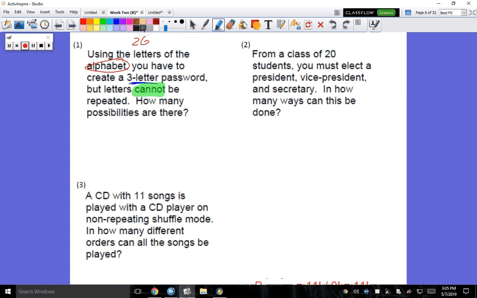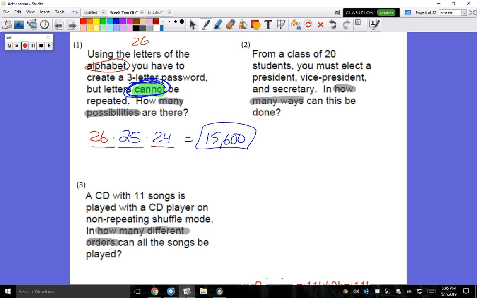So notice the language: how many possibilities, how many ways, and how many different orders. Okay? So if the letters cannot be repeated, first of all, we have 3 letters that we're going to choose from. How many can I choose for the first place? 26. How about the next? 25, right? Because they cannot be repeated. And then 24. So 26 times 25 times 24 would give you 15,600. Now sometimes it's easy to look at it this way, but sometimes you're not going to be asked to solve it out this way.